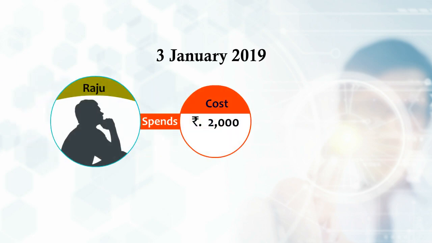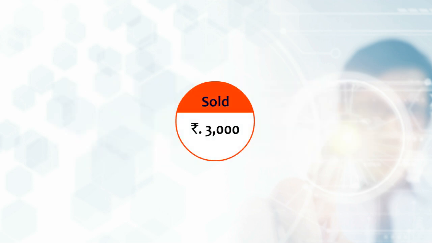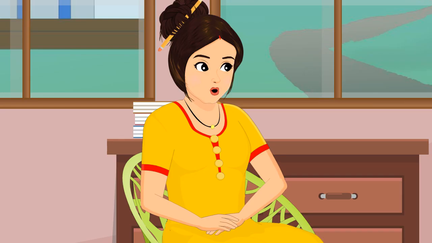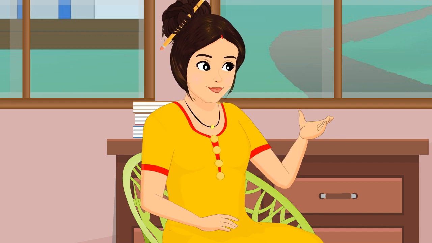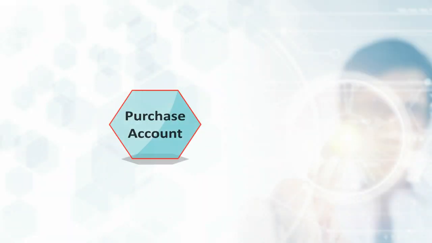On 3rd January 2019, he spent rupees 2000 to buy vegetables and sold them for rupees 3000. Cash is still a real account. The purchase of vegetables will be credited for rupees 2000. The credit is what goes out. At the same time, the sale will be debited for rupees 3000.